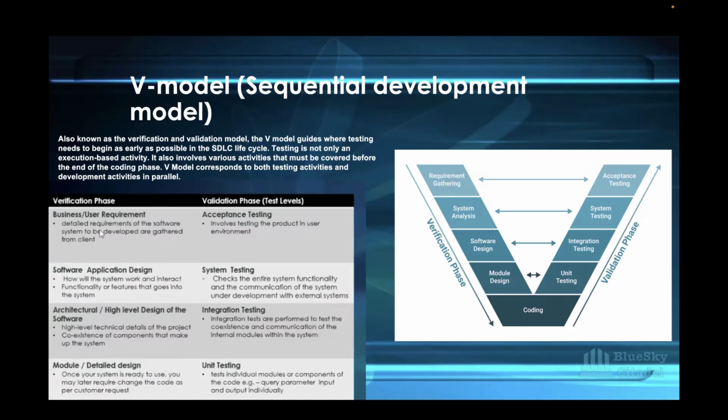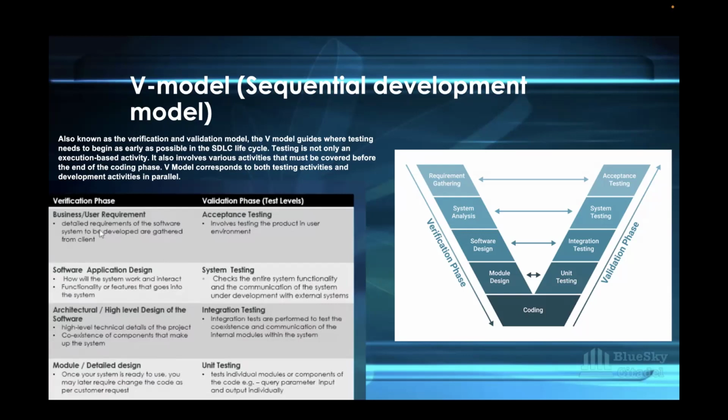So for the verification phase, it says business and user requirement. Detailed requirements of the software system to be developed are gathered from clients. So, checking what kind of house you want. Again, like I said, checking what you need. That is you gathering your requirements. And then the validation says acceptance testing involves testing the product in the user environment. Test planning is planning how you will verify the house meets your needs once it is built.